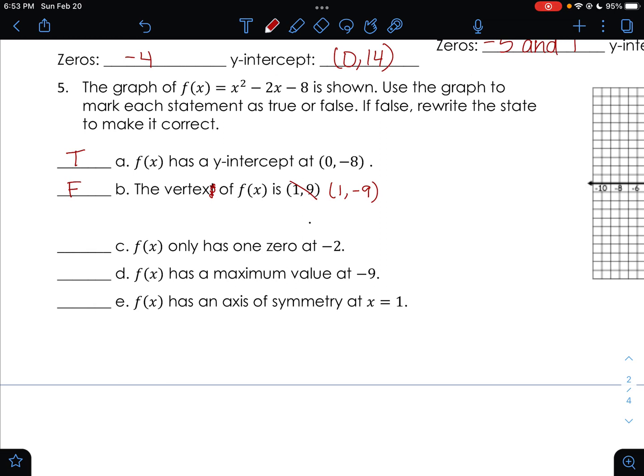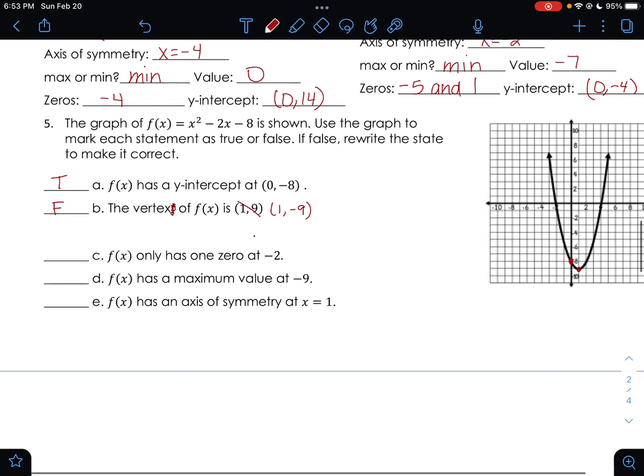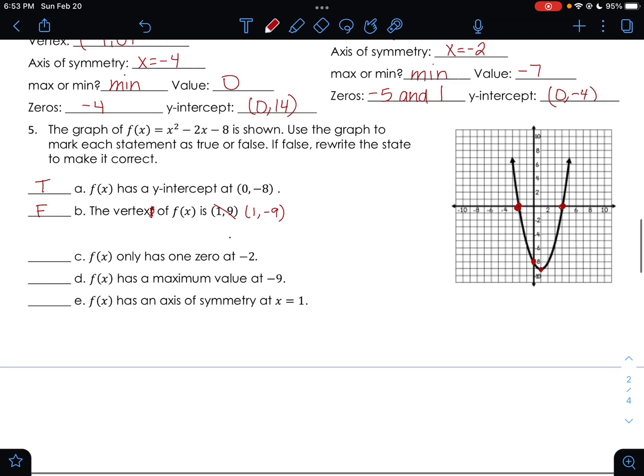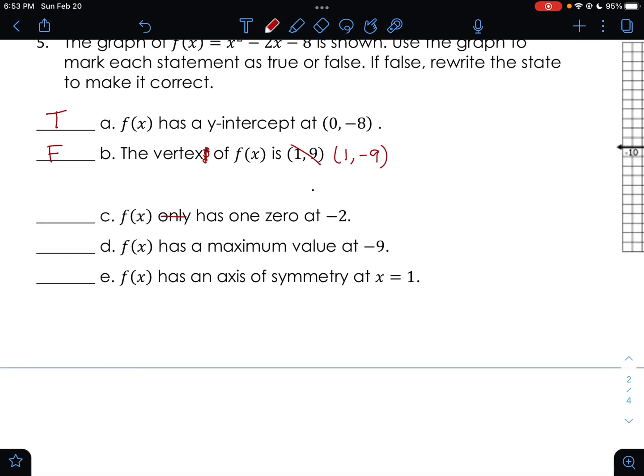Okay. f of x only has 1 zero at -2. Well, it does have a zero at -2, but it also has one at 4. So it does not have 1 zero. It has 2 zeros at -2 and +4. And again, the original statement was false.